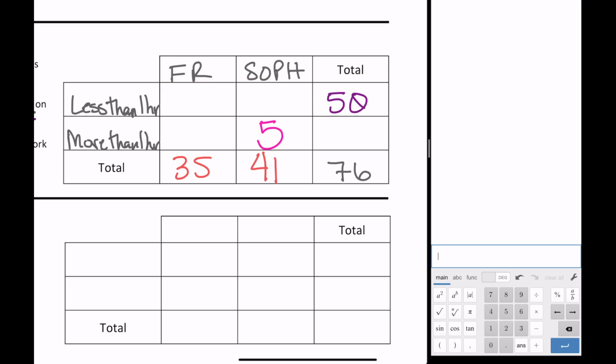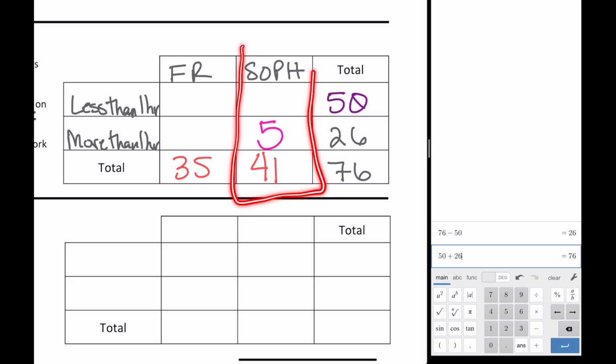I can do a couple of my columns. So I can do my total column, right? So I'm trying to figure out what 50 plus what number would equal 76. So I would take 76, that bigger number, minus that 50 of the smaller number, and that says 26. So I figured out my total column for more than an hour. Double check, so 50 plus 26 works out.